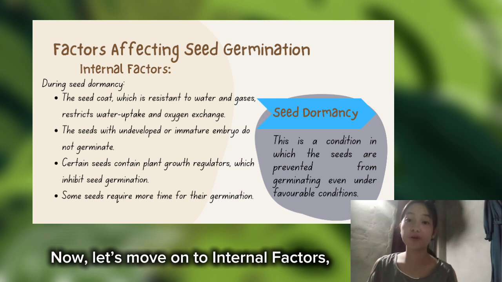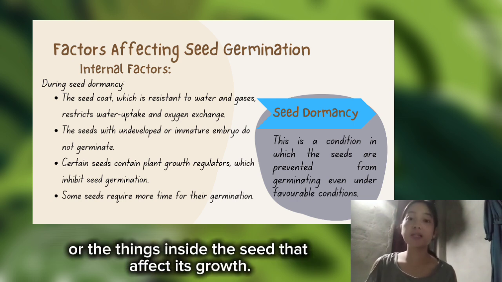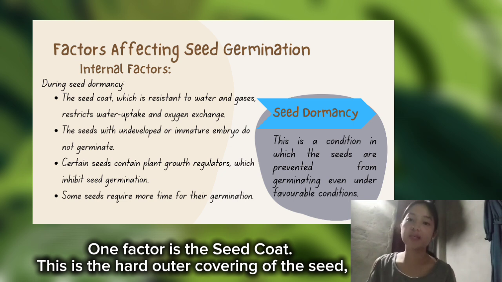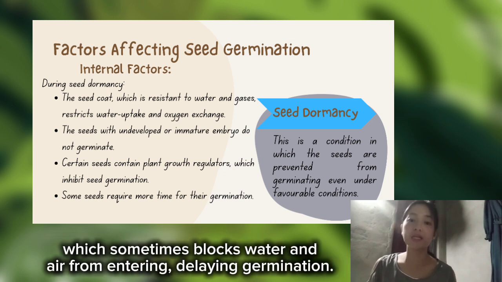Let's move on to internal factors, or the things inside the seed that affect its growth. One factor is the seed coat. This is the hard outer covering of the seed which sometimes blocks water and air from entering, delaying germination.